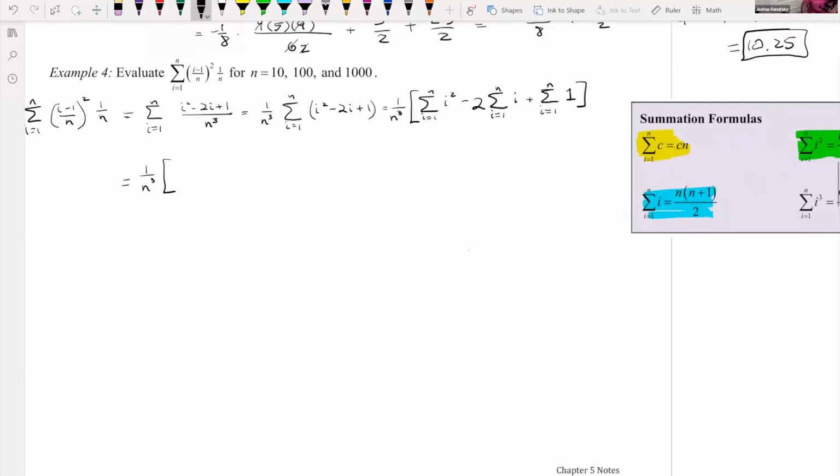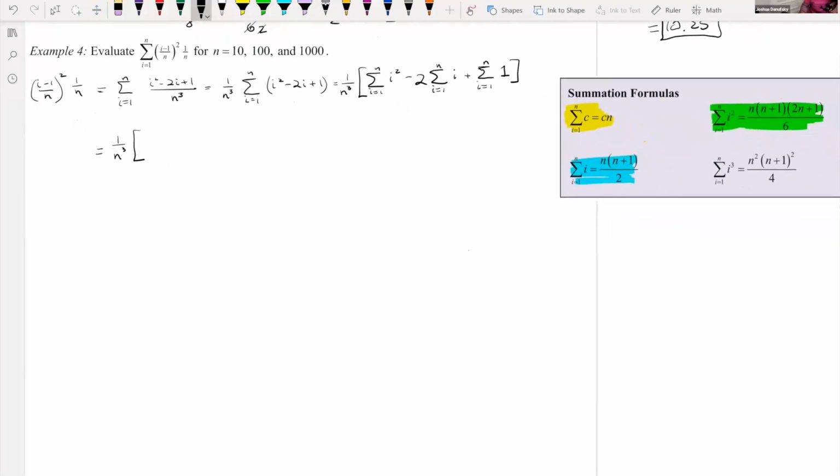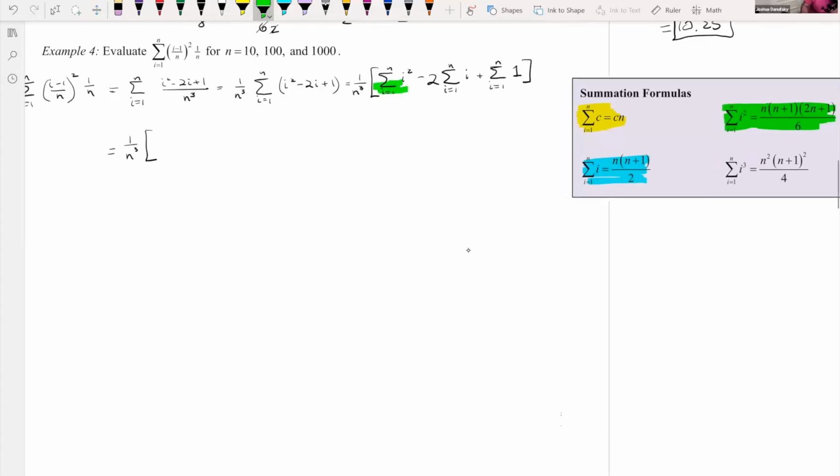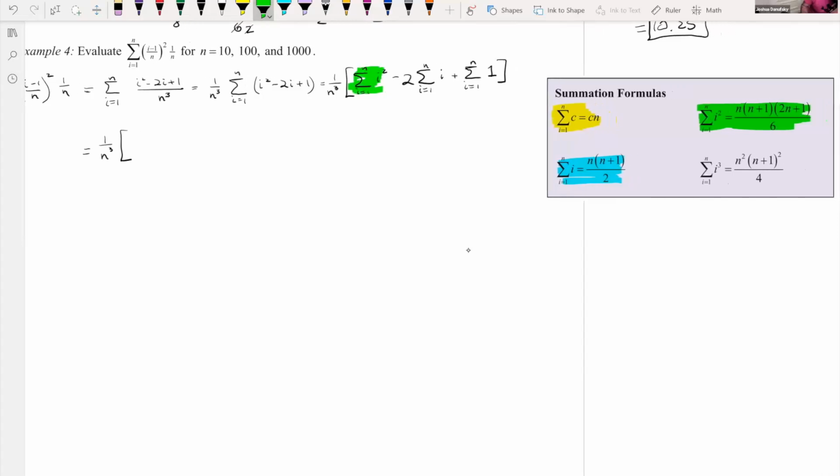And so if we look over here, we notice that in green, we have the sum of the i squareds. And in blue, we have the sum of the i's. And in yellow, we have the sum of a constant a bunch of times. How many times? n times. So we're going to fill those in right now.